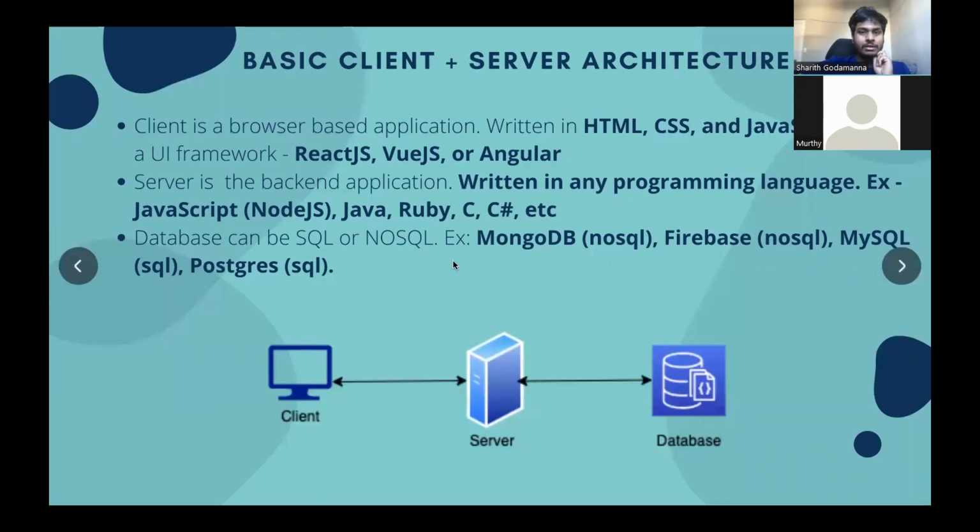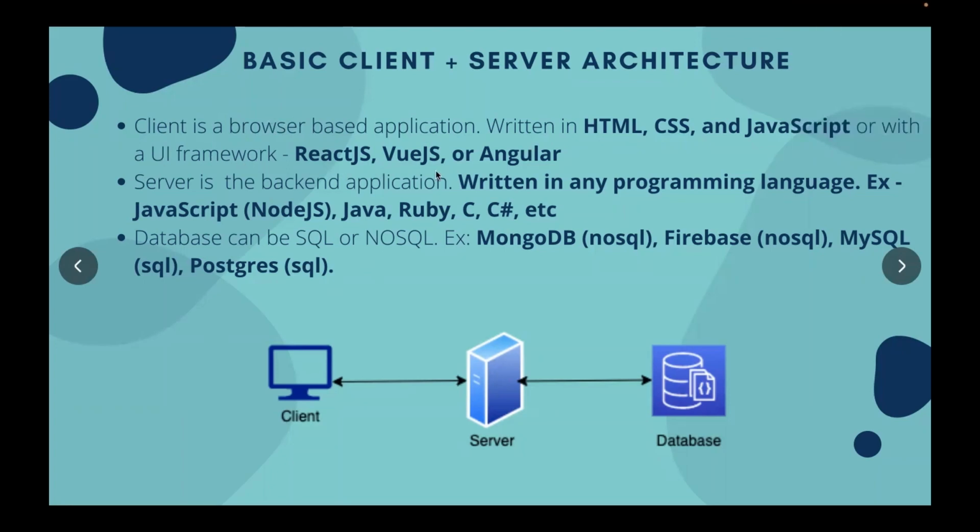Okay. So now I'll go over basic client-server architecture, how a full stack application is basically built. We have a concept of a client, which is a browser-based application. Usually it's written in HTML, CSS, and JavaScript, or you can use a UI framework like React, Vue, or Angular. These are apps that you see in your web browser. So this is what most people will interact with.